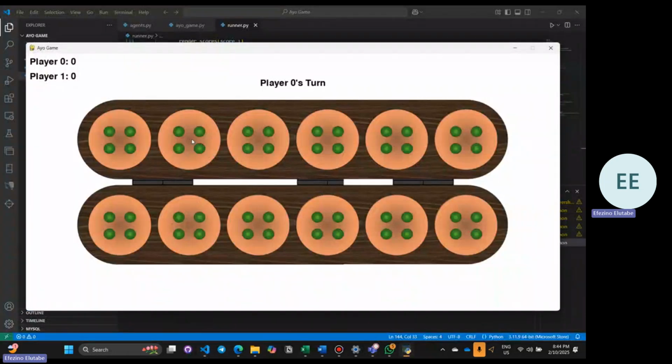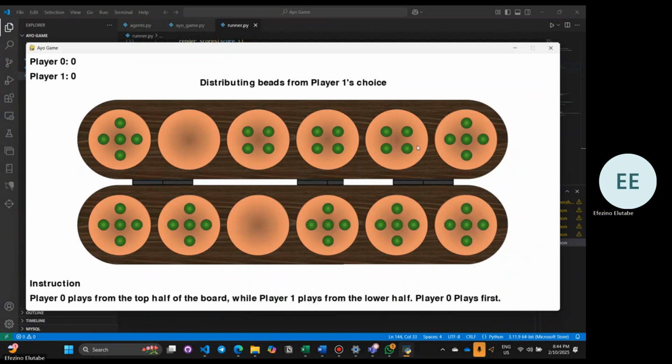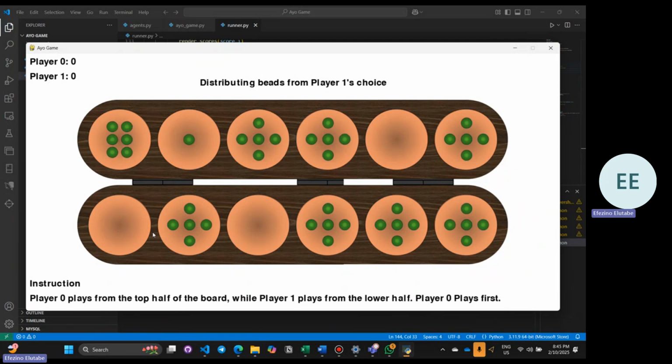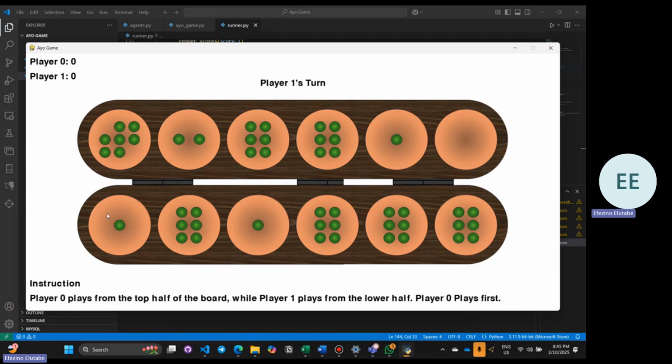And you see that I'm now distributing bits 5, 5, 5, 5. I take the 5 and I distribute it over the next 5. I stop here. I take this 5. I distribute it over the next 5. I stop here and take the 6, distribute it over the next 6. I stop here and take the 6, distribute it over the next 6. And now, since I stopped on a special number 1, I'm done with my turn.